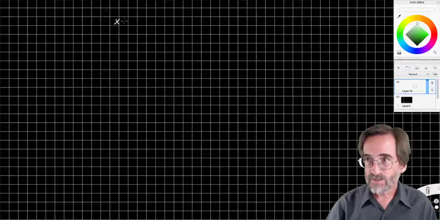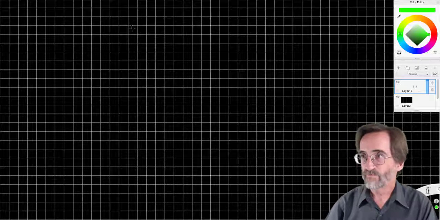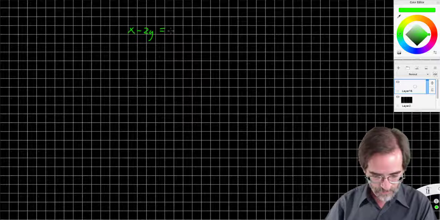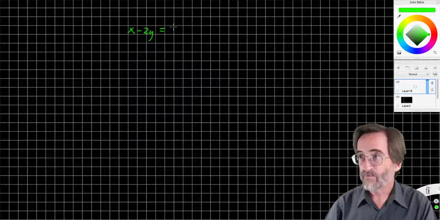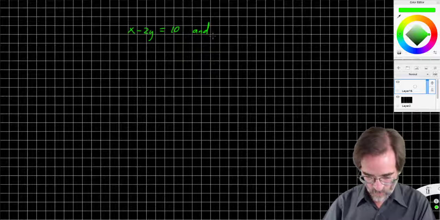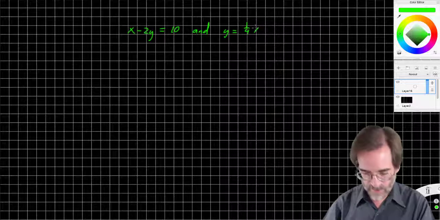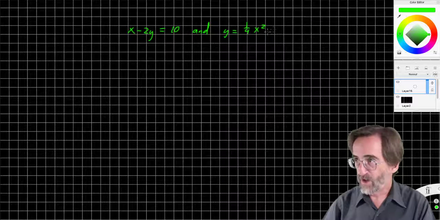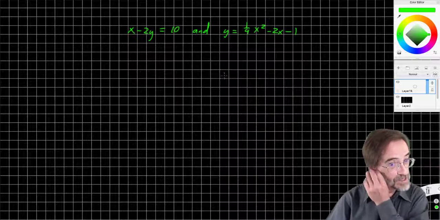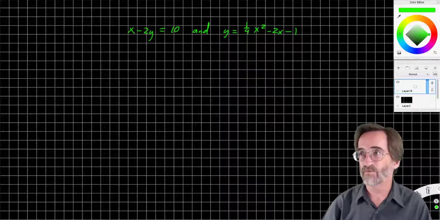I'm going to write x minus 2y equals 10. And I'm going to write y equals 1/4 x squared minus 2x minus 1. Now there's a lot of steps, so it's easy to make a mistake. So be careful as you work from step to step and double check.